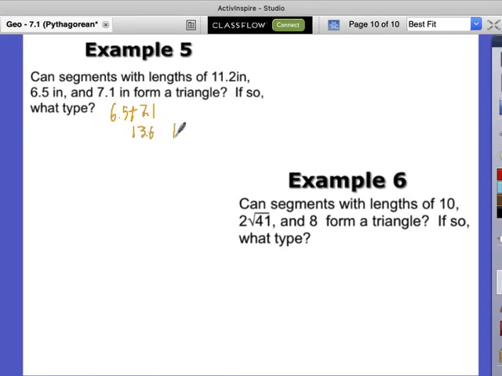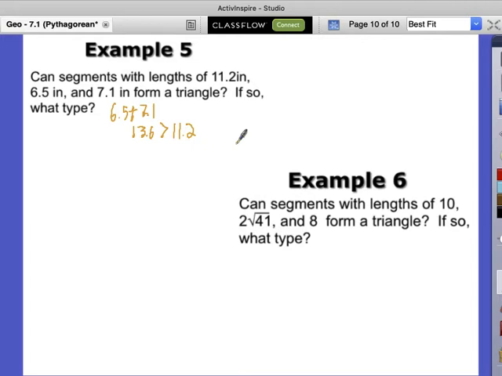What is 13.6 compared to 11.2? It's bigger, so does this make a triangle? Yes. Do you guys remember that ruler thing we did on the floor? Okay, the sum of the smaller two sides has to be bigger than our third side.